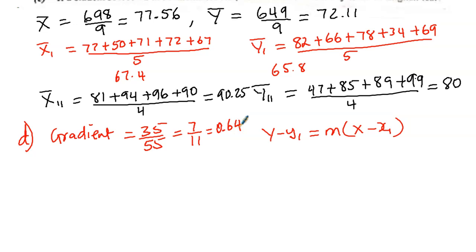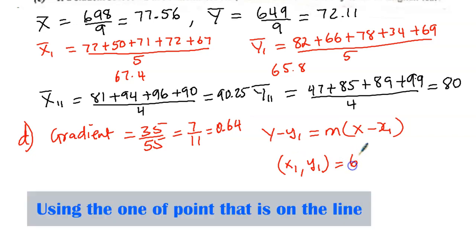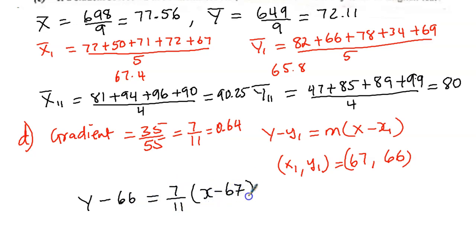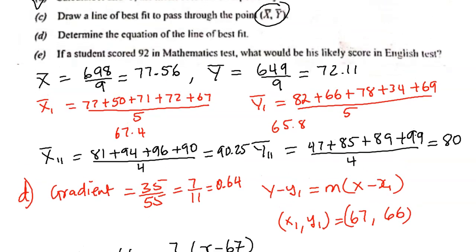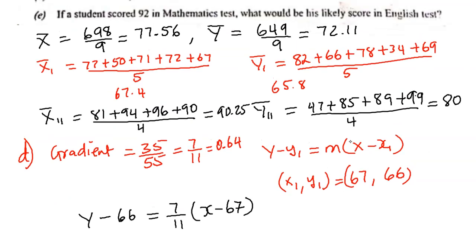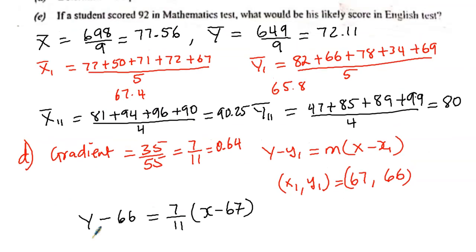And then we are using the point, the x1 and the y1. We are using this one, where we are rounding to 67 and then 66. So based upon that, the equation becomes y minus 66 equals 7 over 11 times x minus 67. It didn't specify how the equation is supposed to be, so if you leave it this way, they should give you your full mark. Or you can also go ahead and simplify. Okay, let's look at the last part.